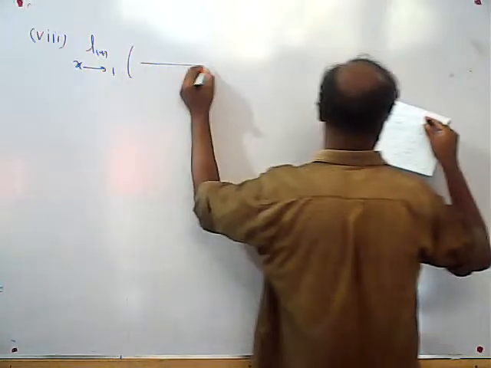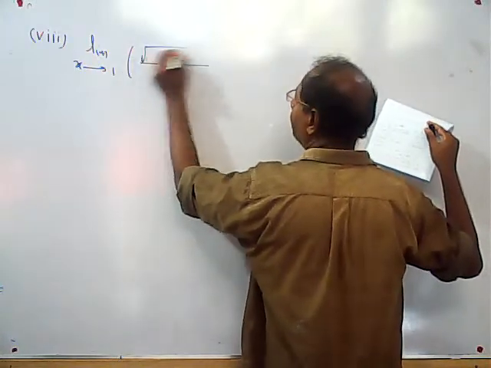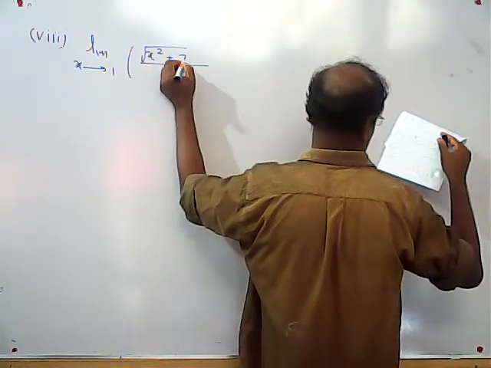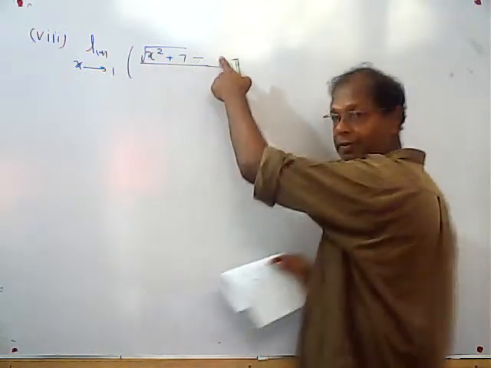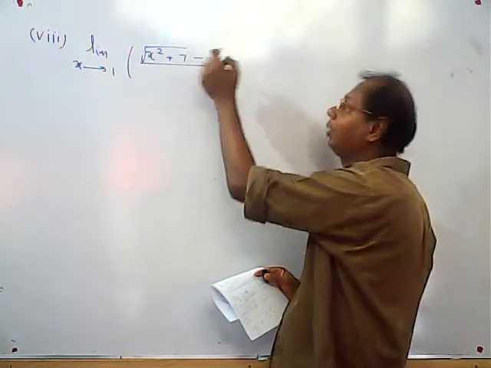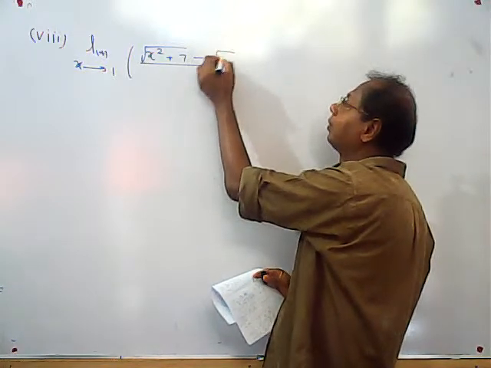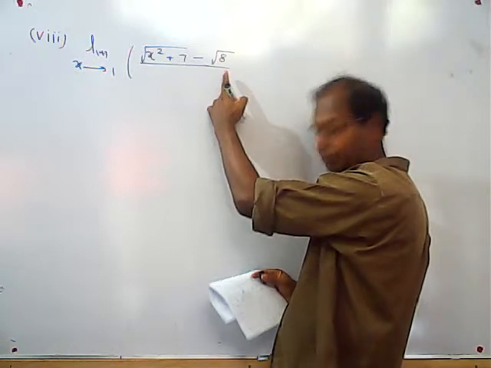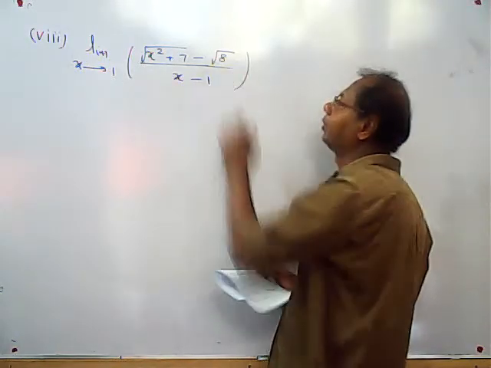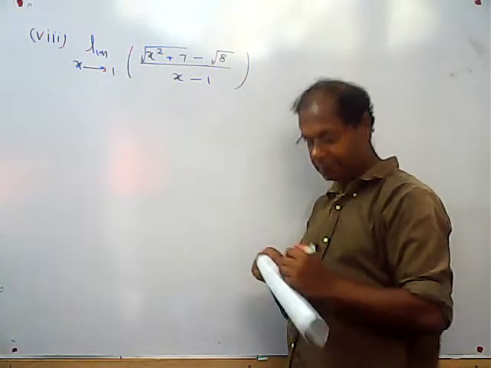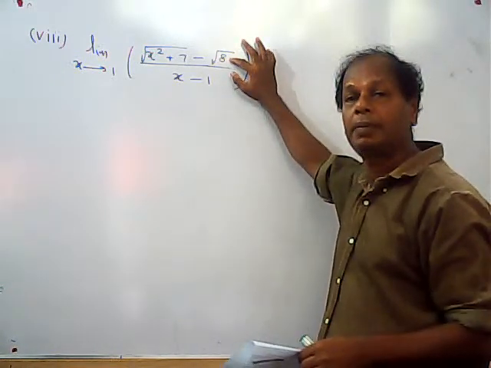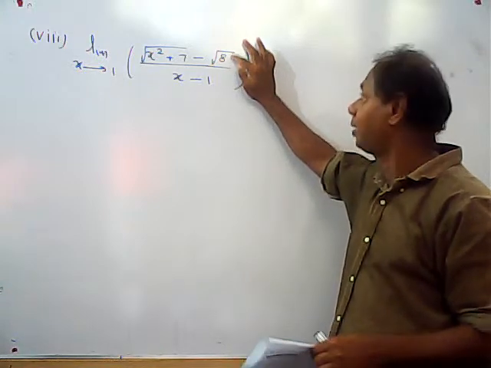So I gave you root of x squared plus 7. I gave you minus root 7 here, but it's wrong. It has to be root of 8 or 2 root 2, and divided by x minus 1. Please correct it. It has to be not root of 7. Last day by mistake I gave root of 7 here. It has to be root of 8.